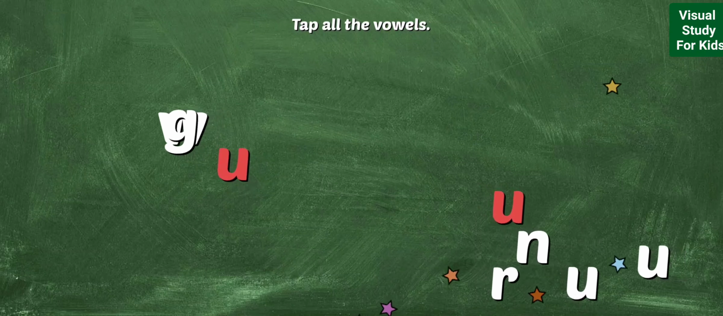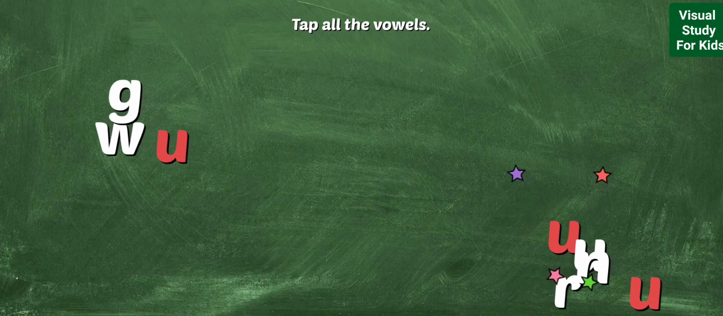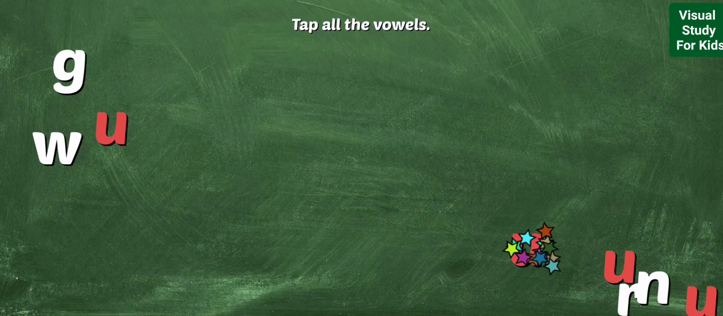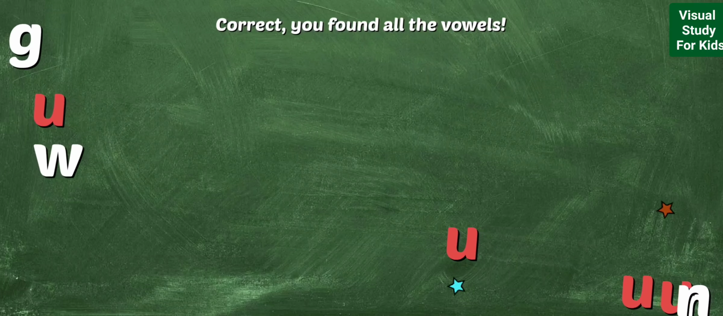U, U, U, U. Correct! You found all the vowels. Tap all the vowels in the word ice.